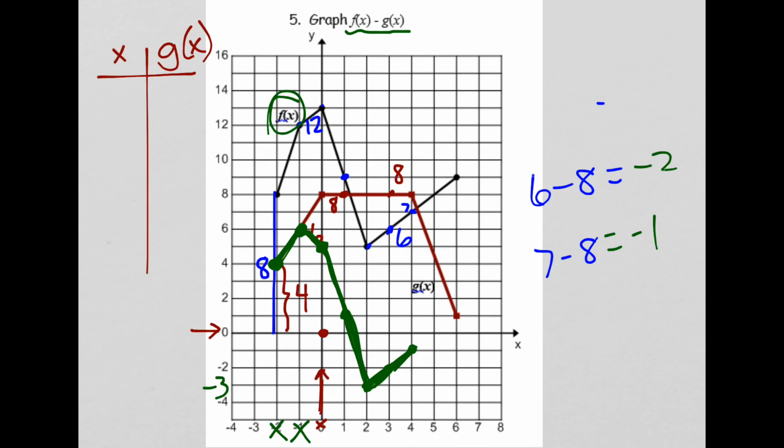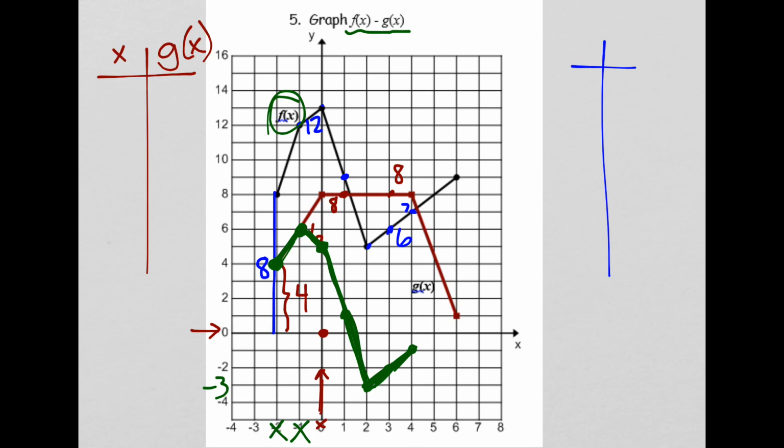Then make yourself a table of the top function, x and f of x. Put the values on there. For example, I'm not going to do the whole thing, but when x was negative 2, g of x was 4. When x was negative 1, g of x was 6. When x was 0, g of x was 8. When x is 1, g of x was 8. So you get the idea.